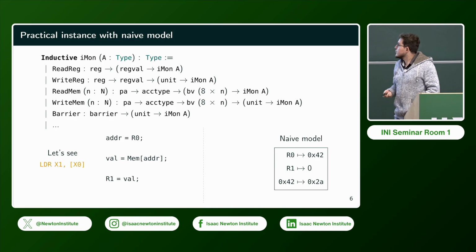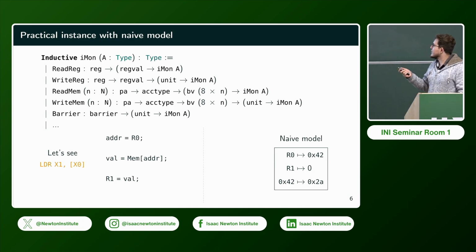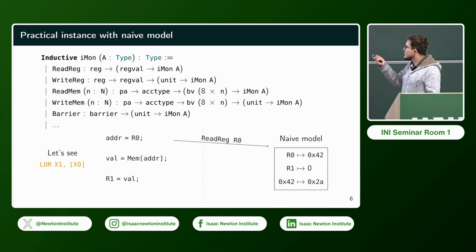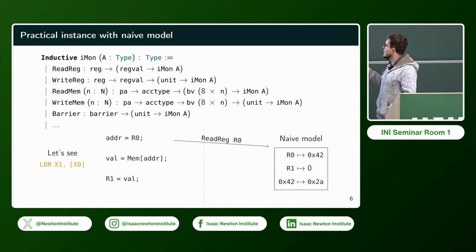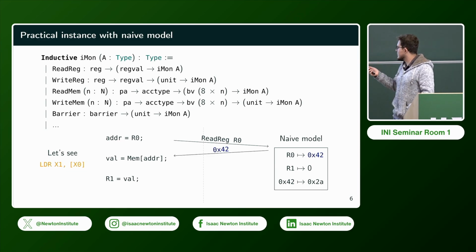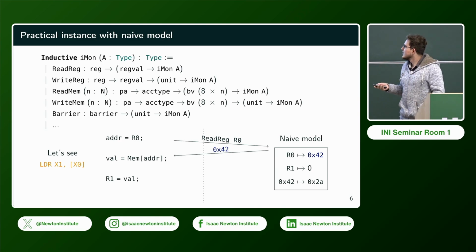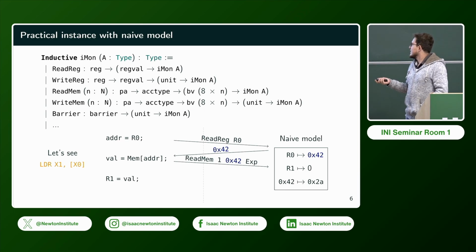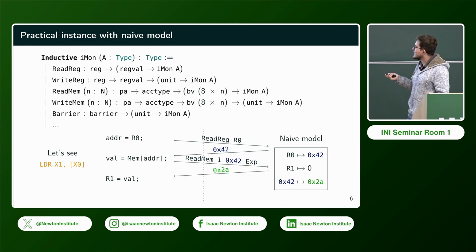So if we want to run such an instruction against a very naive concurrency model, which is just a single-threaded sequential model, what it looks like is that you will issue the register read R0, and then the naive model will take that and handle it as an effect handler and return the value 42 because that's what it has in its R0. And then you issue another effect, read memory of size, oh yeah, I put 1, I should have put 8, whatever, of this address with explicit type, and then your naive sequential model can just give the value at that address. It's simple in this case.